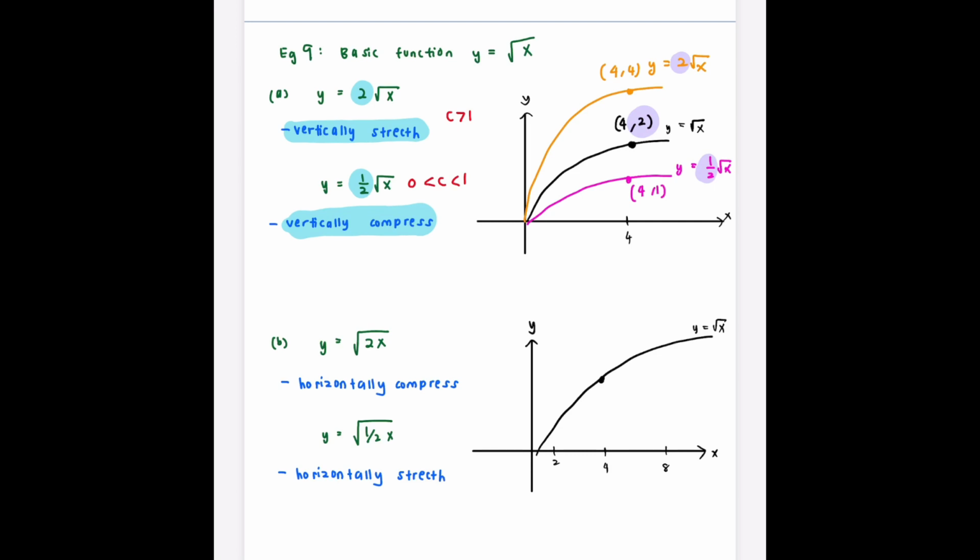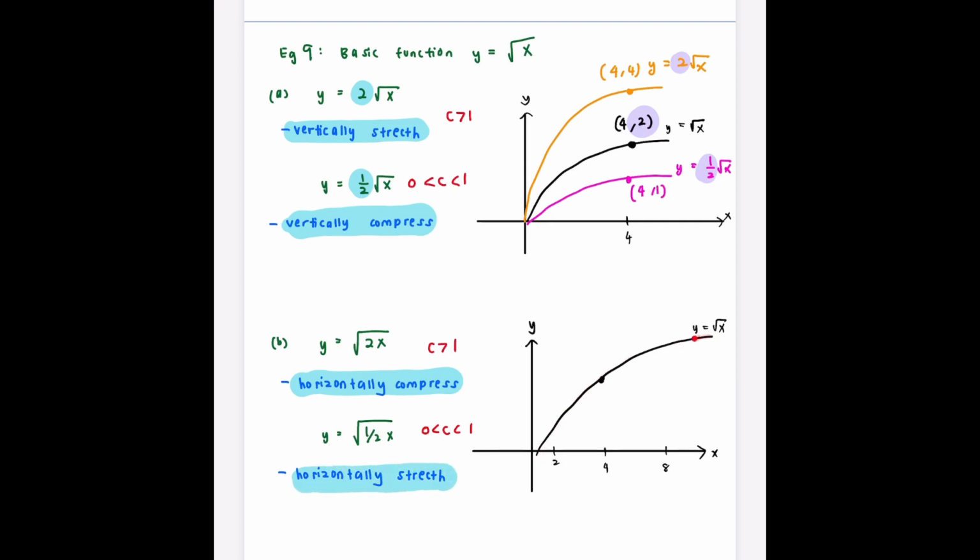Okay, that is your new point if you have vertical compress. Let's say the constant is inside, so what happens if the constant is inside? Your graph will be horizontally compressed. Why compressed? Because your C is more than 1. So if your C is more than 1, horizontal compress. If your C is in between 0 and 1, your graph will be horizontally stretched.